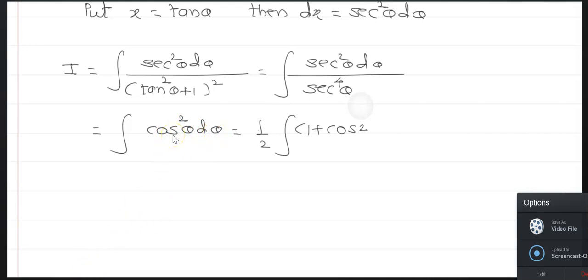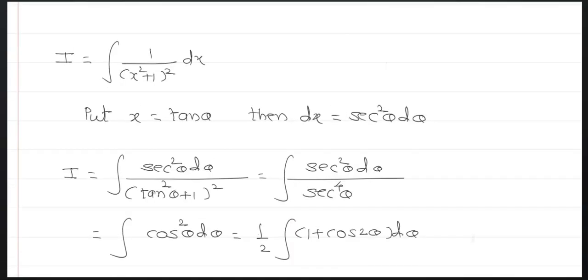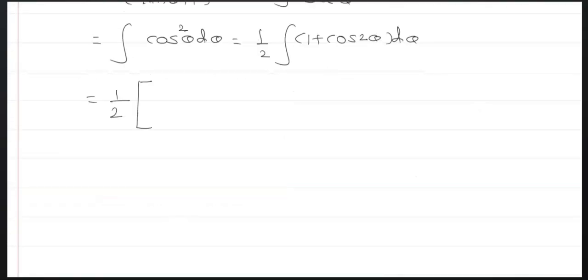Now, there is one more standard result. What is cos square? Cos square is equals to (1 plus cos of 2 theta) upon 2. That is 1 upon 2 in bracket 1 plus cos of 2 times theta. And evaluate this very simple integration. That is 1 upon 2 (theta plus sine of 2 times theta upon 2) plus c.